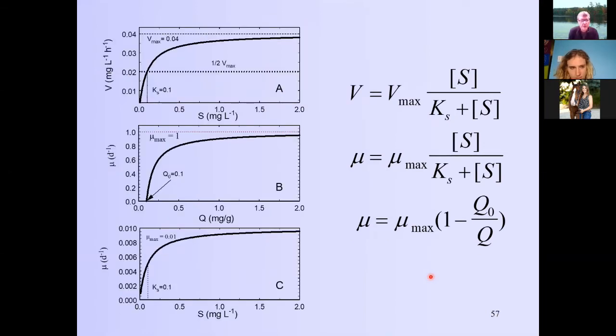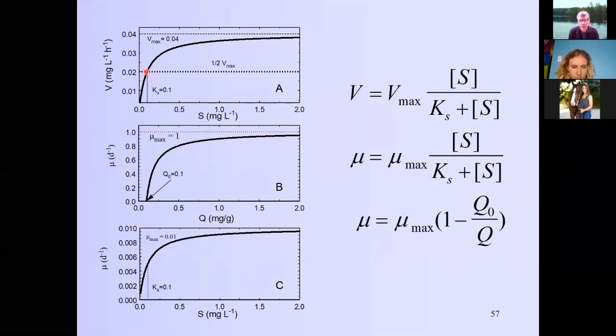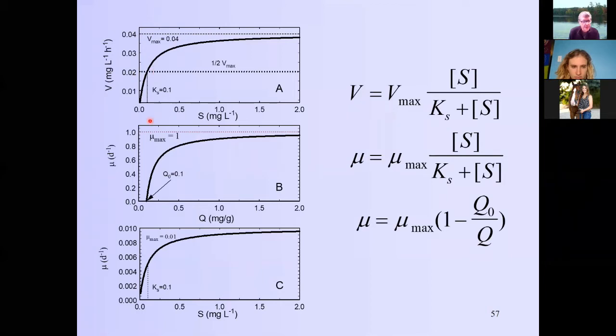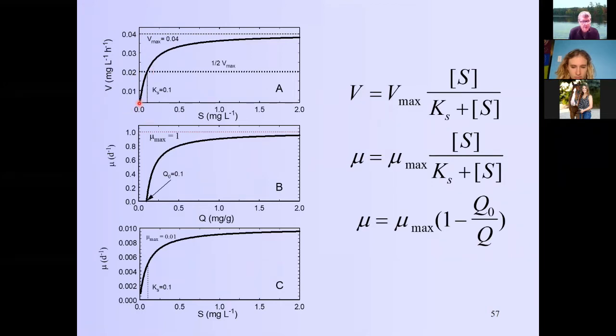So here's the equation that we can talk about then in more specific terms. This Ks is specifically the concentration at which the uptake is at half of the maximum uptake. So this is 1/2 of Vmax here, 0.02, Vmax is 0.04. You have to have 0 uptake at 0 concentration.